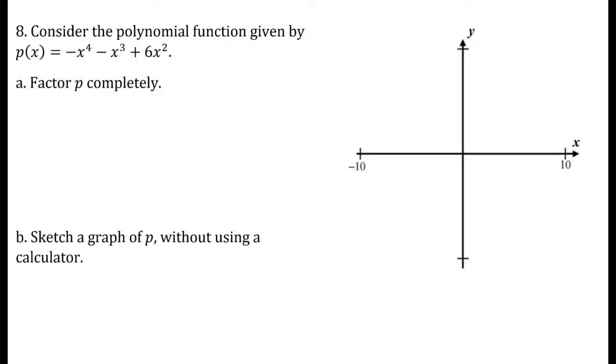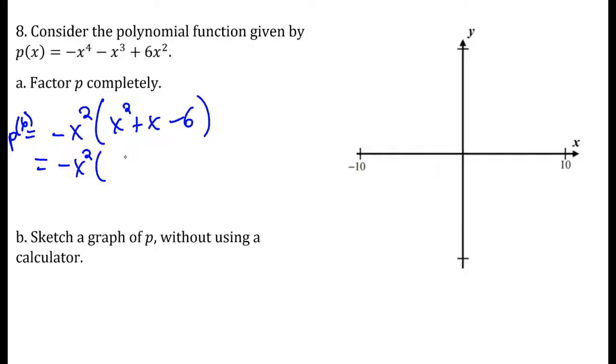Consider this polynomial. Factor it completely. So I don't like that negative leading coefficient there. So I'm going to factor out a negative, and my GCF is x squared. I'm going to factor out a negative x squared and get left with x squared plus x minus 6 equals p of x. Well, that's negative x squared times x plus 3, x minus 2. That's a trinomial. Factor that. That's factored completely.